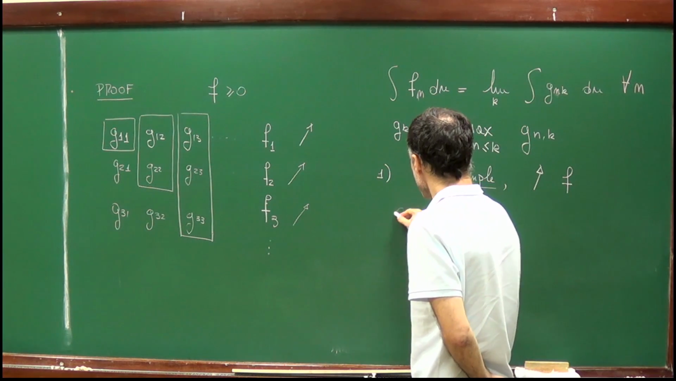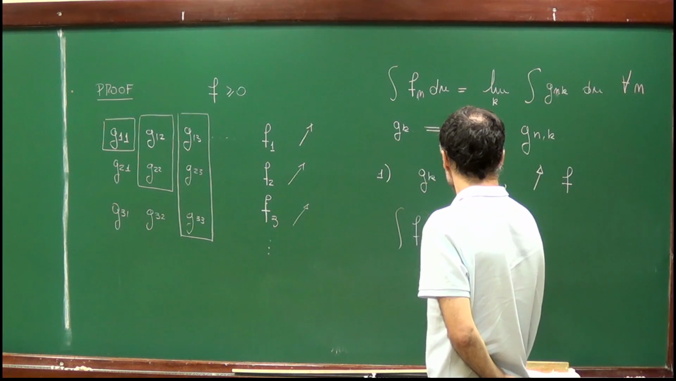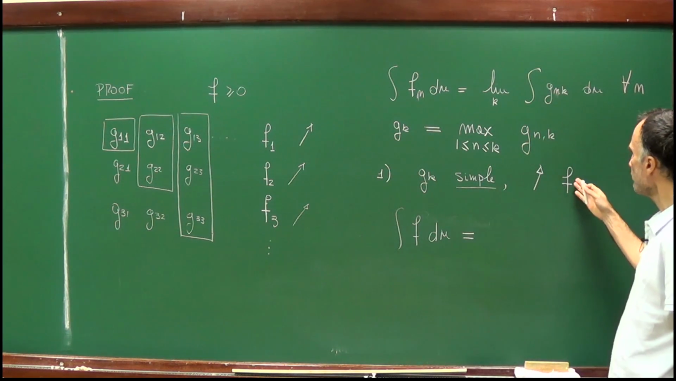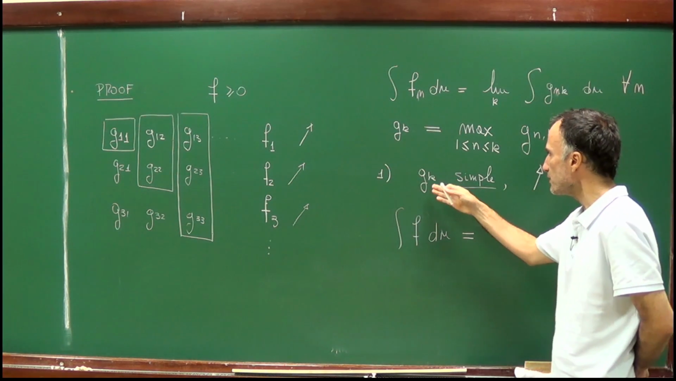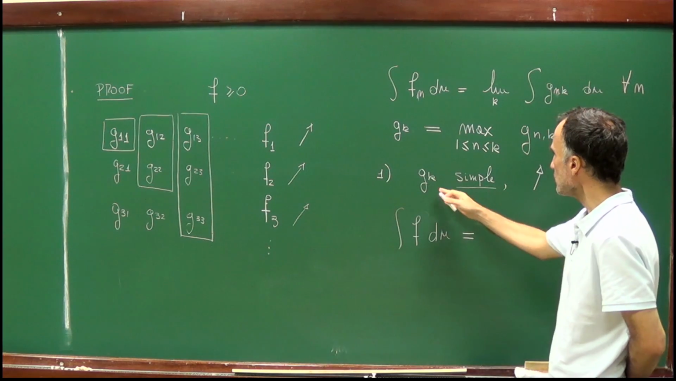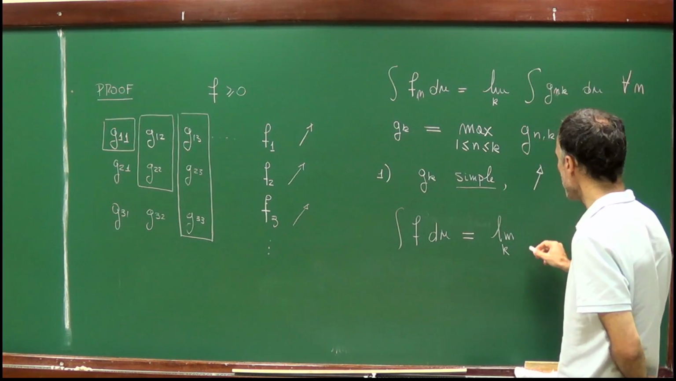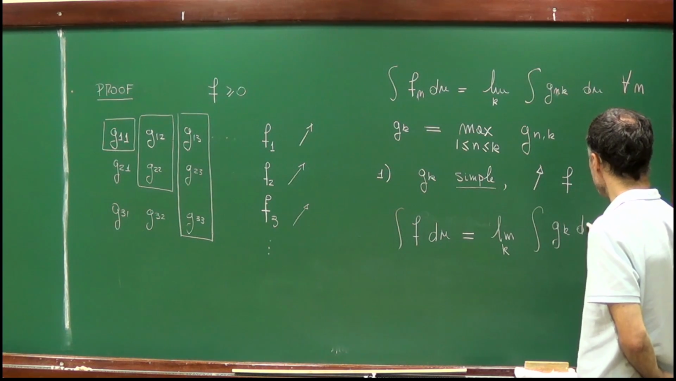Therefore, the integral of f d mu is equal to, so remember that if a function f is non-negative, its integral is defined as the limit of a sequence of simple functions. This is the limit as k goes to infinity of the integral of g_k d mu.